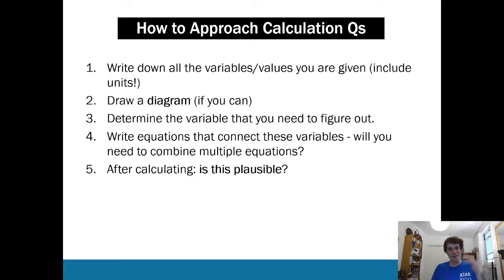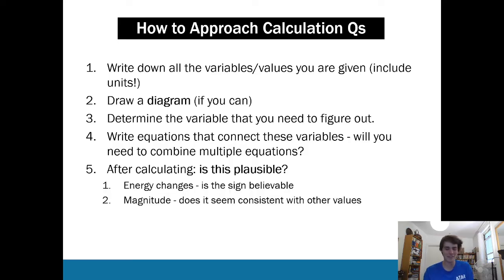So yeah, whenever you're giving your final answer, just do a bit of a sanity check, a bit of a mental check. Does this number seem reasonable? Is this number actually something that makes sense? Is the sign correct? Does the magnitude seem way out of whack with all of your other values, or is it around about the same idea?